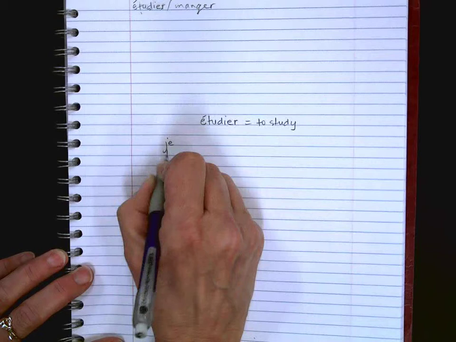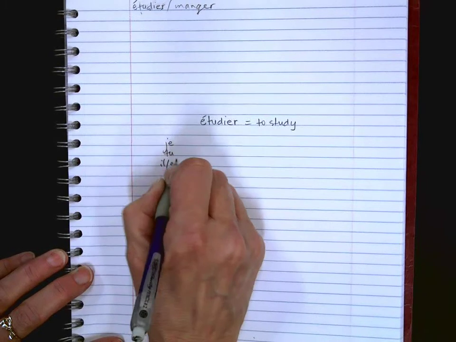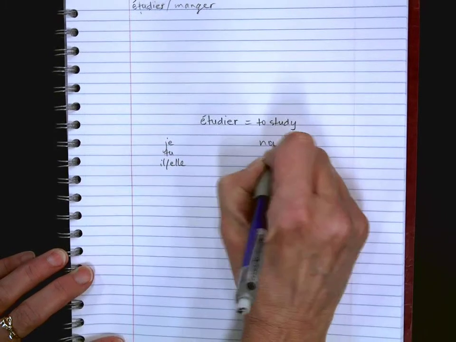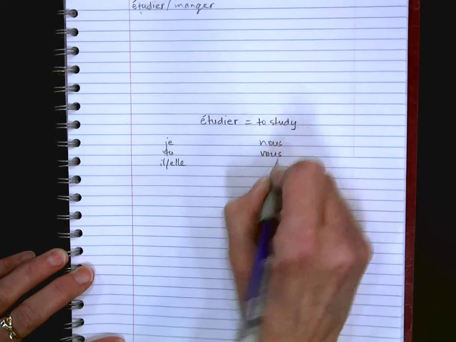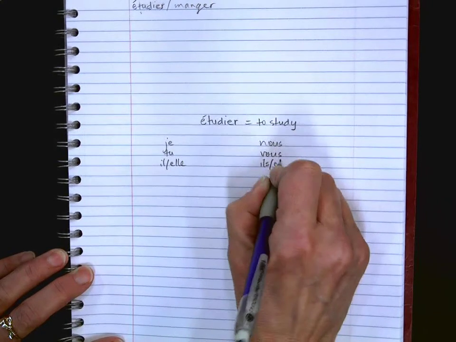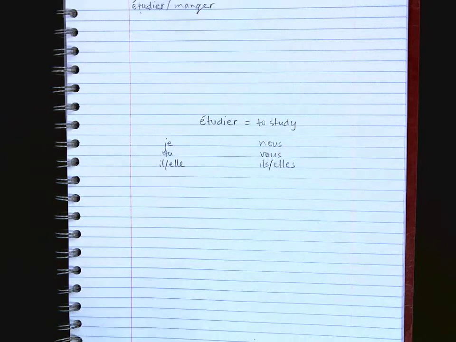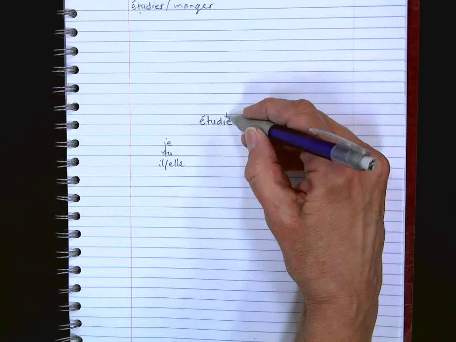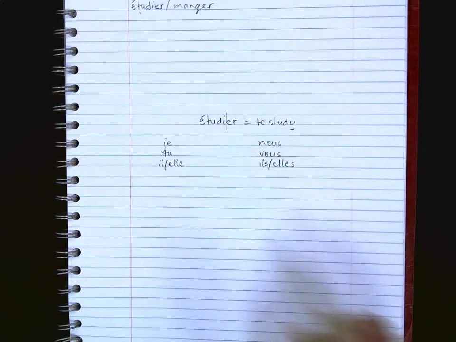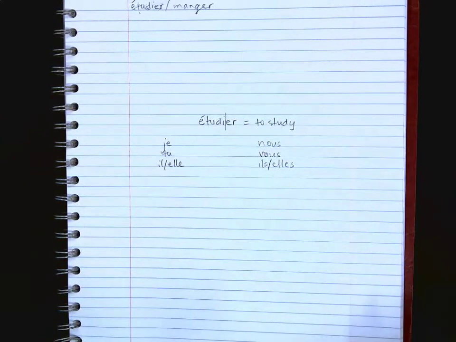Let's make our chart, guys. Je, tu, il, elle. Nous, vous, il, elle, pluriel. So one reason I wanted to use étudier is because when you take off the ER, there's a vowel on the end of this one, and the others don't have that, so it can kind of look funny to you if you're not used to it.